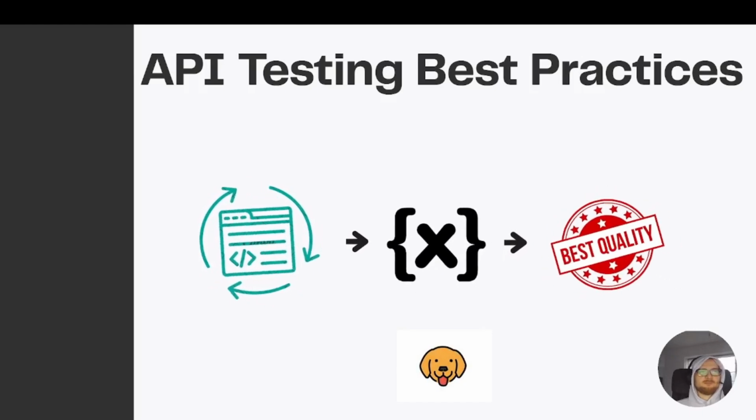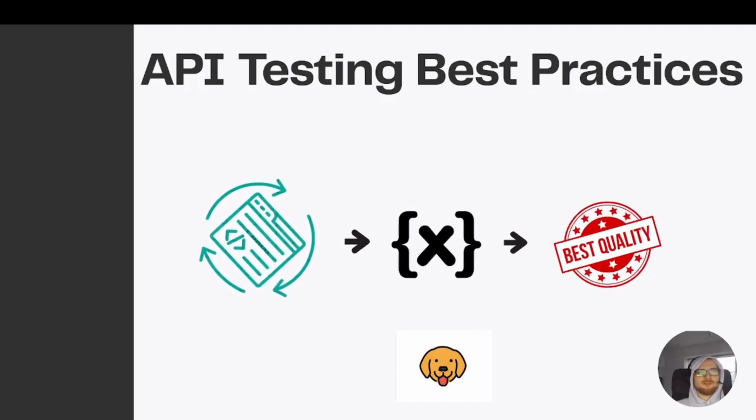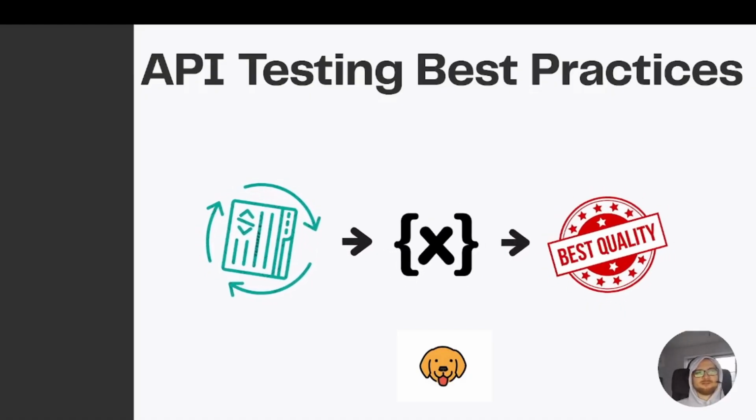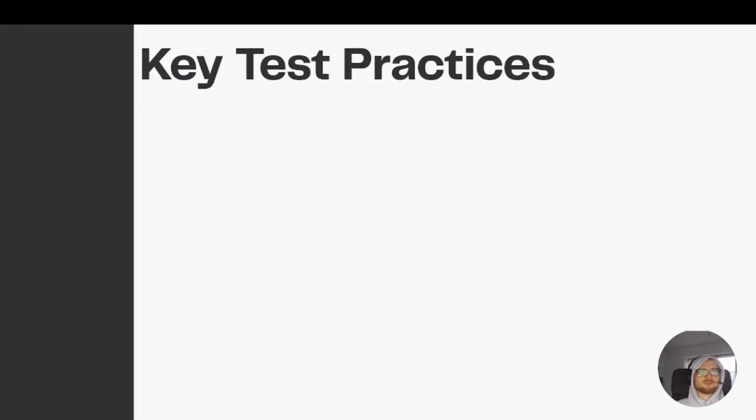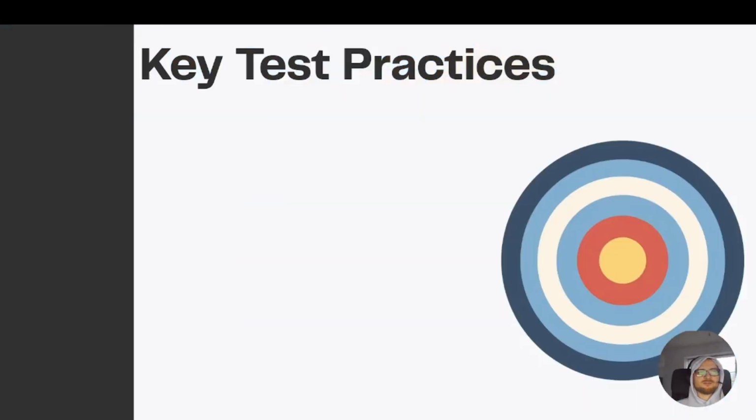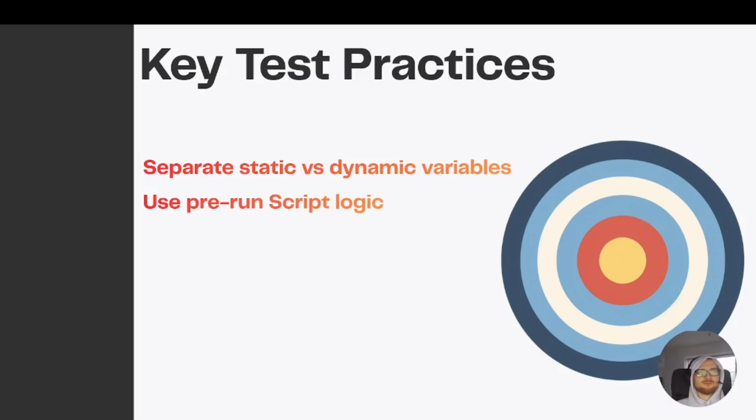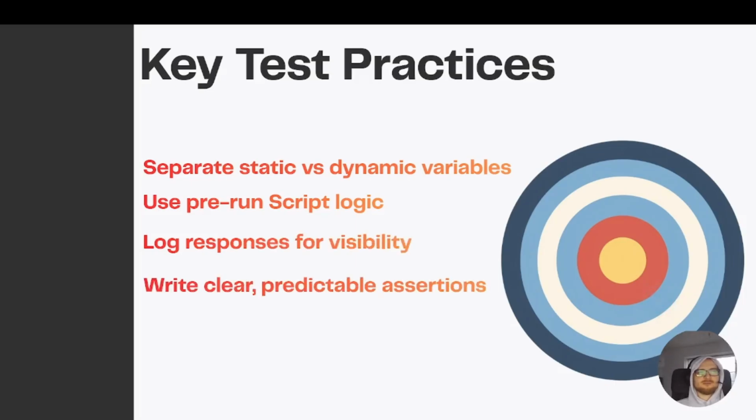When your API project grows, your tests grow too. If you hardcode URLs, repeat values, or scatter logic across requests, your suite becomes impossible to maintain. That's why automation engineers follow several key practices across every tool. Separate static and dynamic variables. Use pre-run logic to keep requests clean. Lock responses for visibility. Write clear, predictable assertions. Positive plus negative validations. So let's take our user operations request from last time and refactor them into something scalable and maintainable.